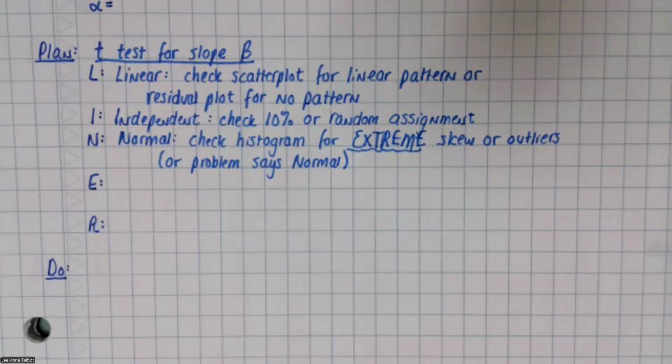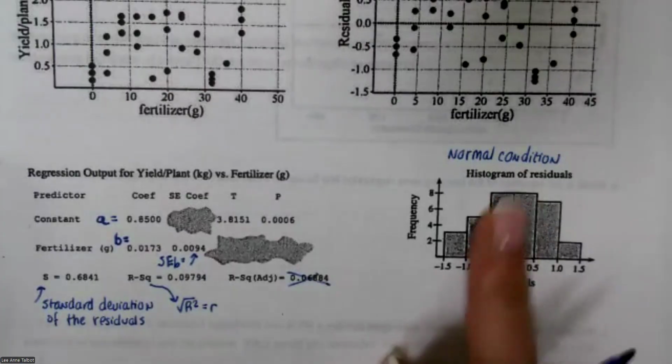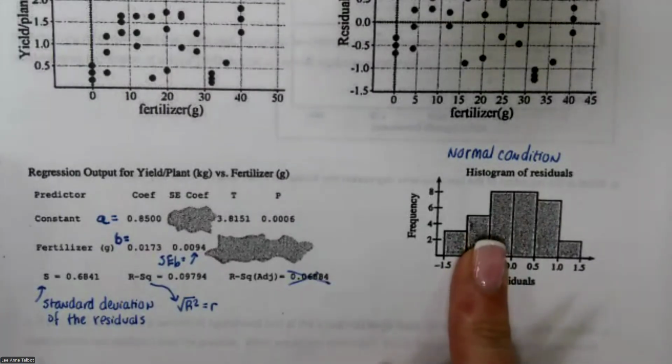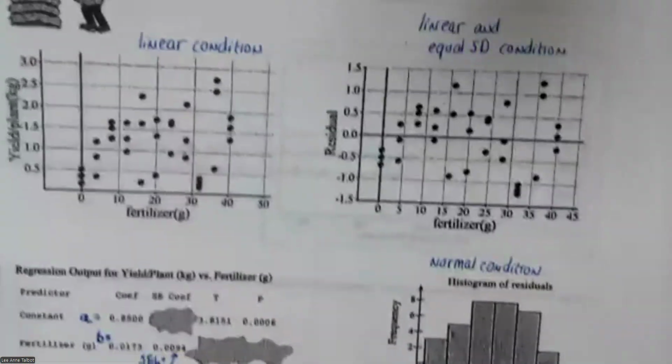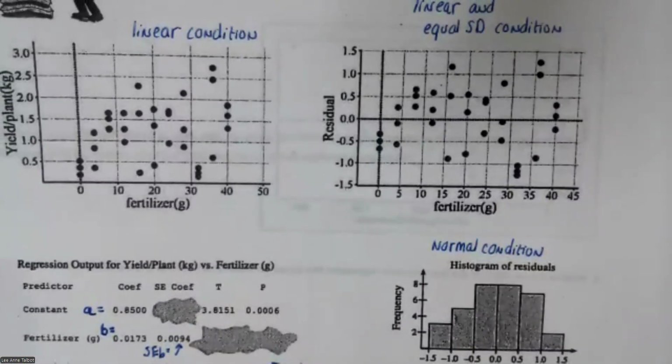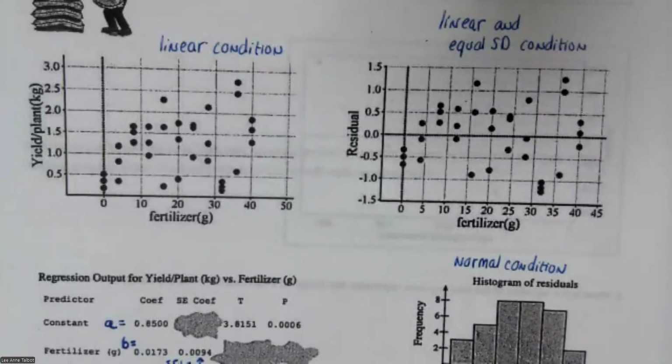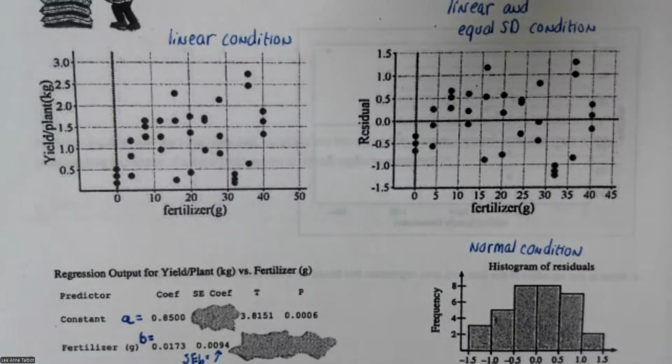In my excitement of teaching, when did I teach this? Tuesday, last Tuesday. I forgot to have you guys label the normal condition on this little histogram over here on your page. I had you label these, but in my pure excitement of teaching, I forgot to have you label that one.